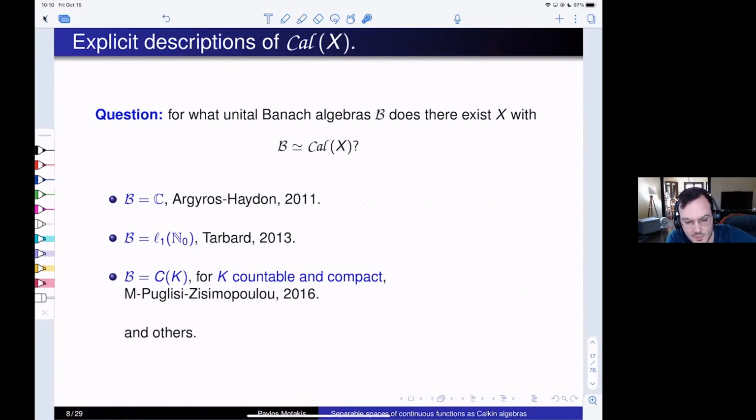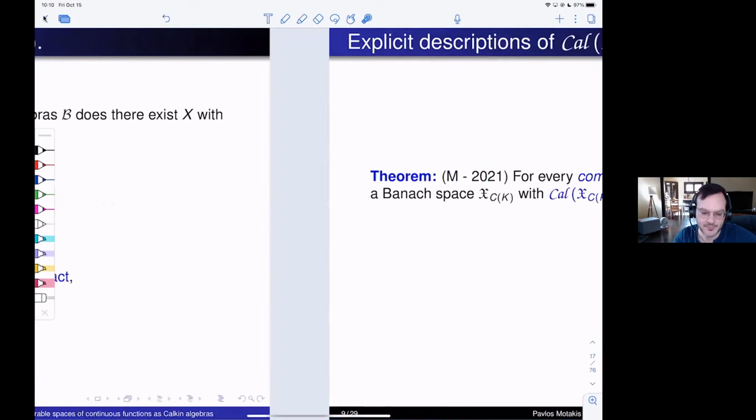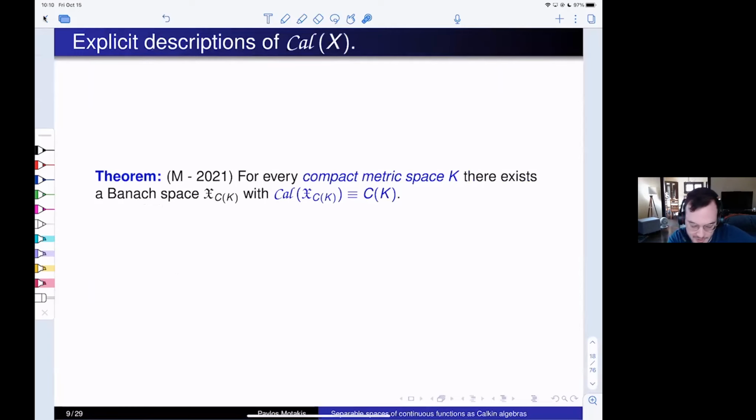for every countable compact metric space, if you look at the continuous functions on that, then this can be captured as a Calkin algebra. And this result is very similar to what I'm talking about today, but the proof is very different. And I will go into this very briefly, why this is different and why what was done there does not work now. So here's today's result.